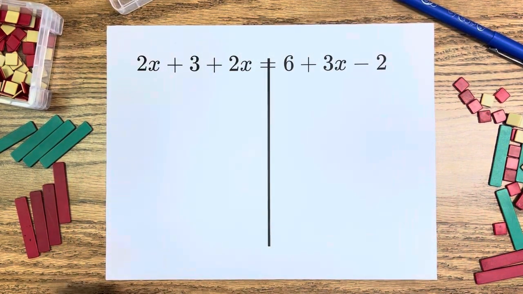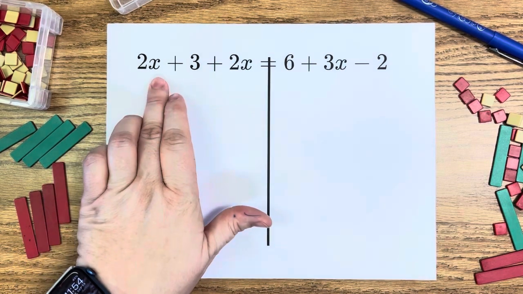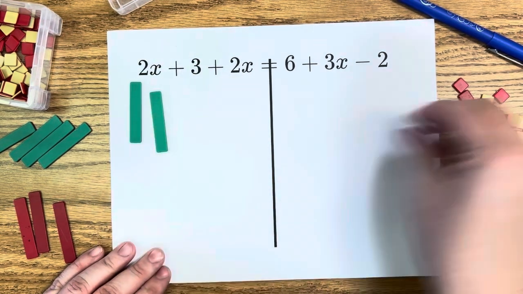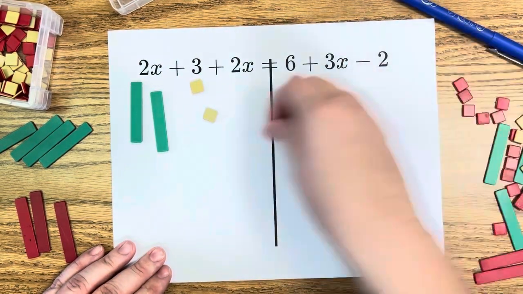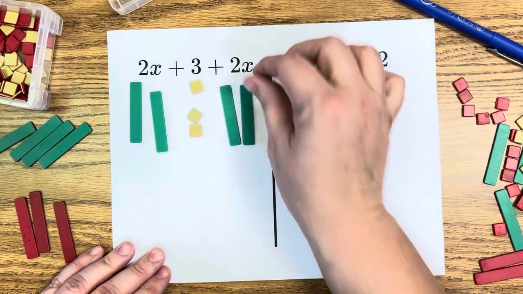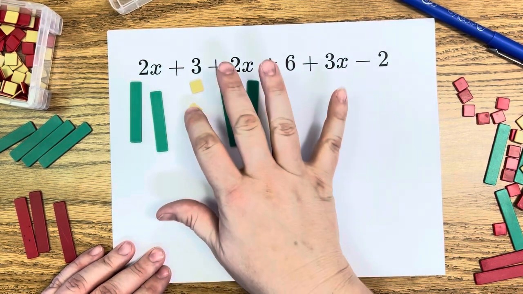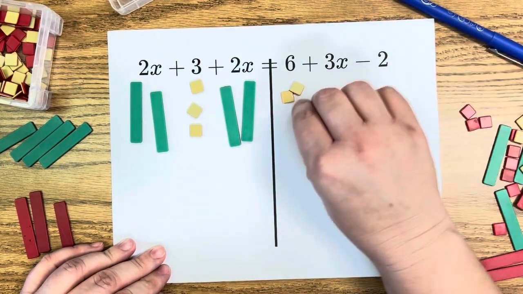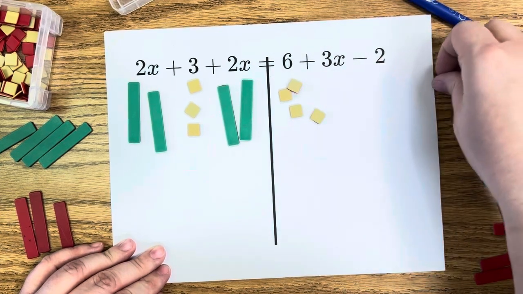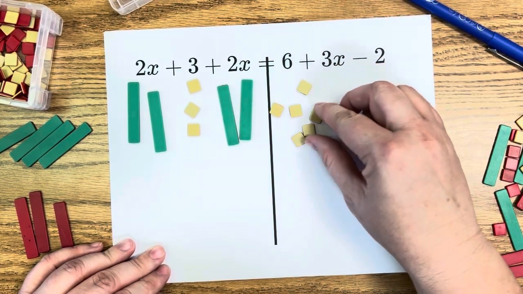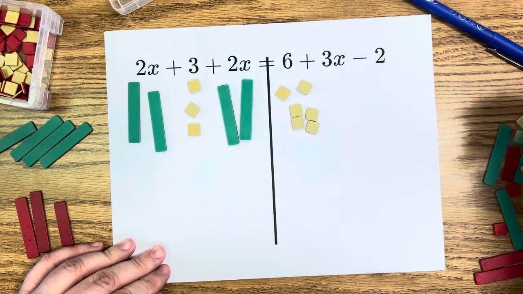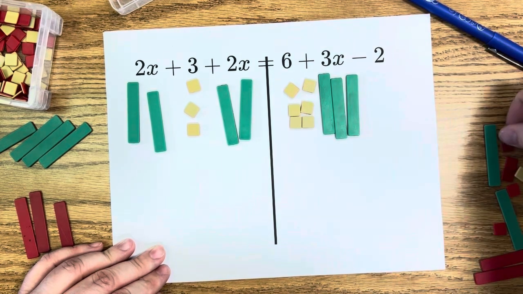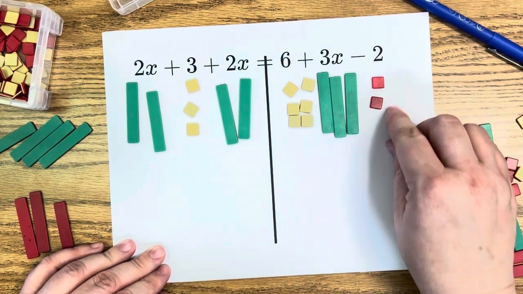All right, now we get to talk about collecting like terms. Notice I have 2x plus 3 plus 2x. So let's go ahead and show our 2x and then plus 3. And then I do have plus 2 more x. I hope you're noticing that some things can go together. Okay, and then over here we have positive 6, 4, 5, 6, and then we do have 3x, 1, 2, 3, and then we have a minus 2, so we need 2 of those red ones to show taking away 2.